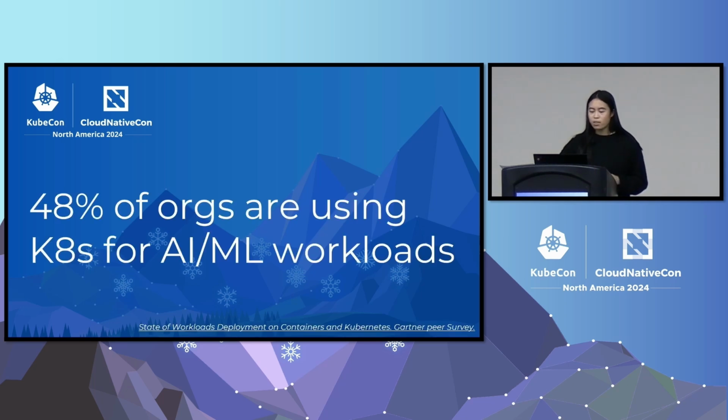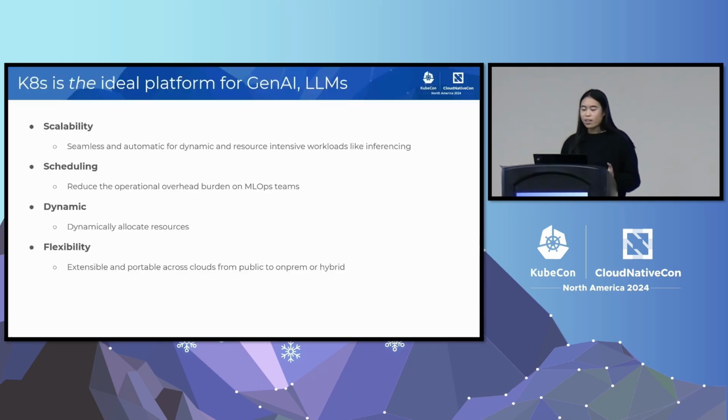In a recent Gartner peer survey of over 500 tech leaders, they found that over 48% of organizations are actually using Kubernetes already to run their AI ML workloads. For AI and LLMs, Kubernetes really is the ideal platform to be running these workloads. Why? Because Kubernetes provides scalability, elasticity. The ability to scale up and down automatically based on resource demand is definitely a huge advantage, especially for training or apps that require massive amounts of compute.